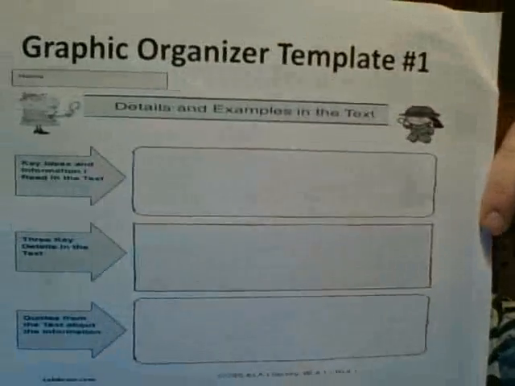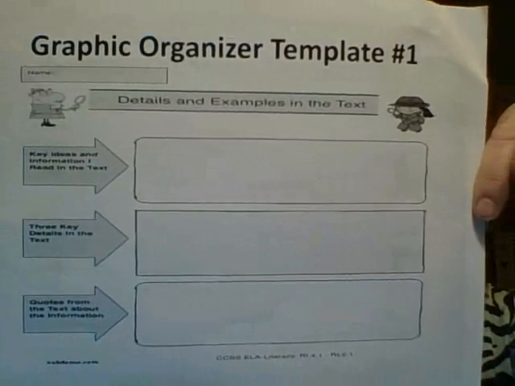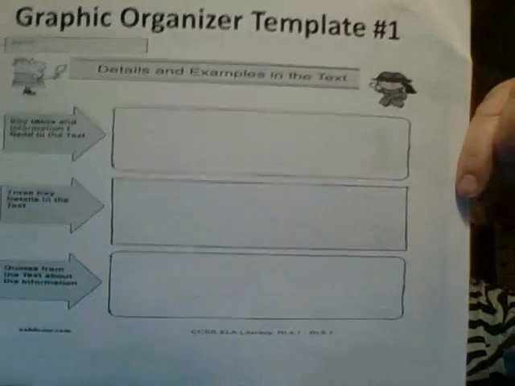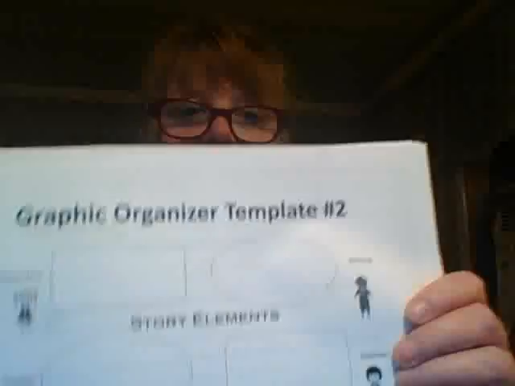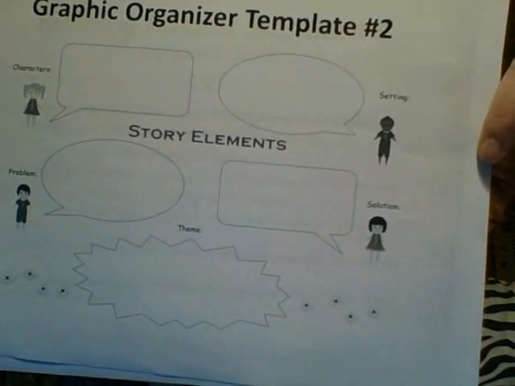So here's the first graphic organizer that I downloaded. I didn't create it myself. It's a little cartoonish, Pink Panther-ish sort of graphic organizer, but it does have key ideas and information, key ideas in the text, quotes from the text. And here's another graphic organizer template, which is even more cartoonish, a little more fun for the elementary students. And it has things like character settings, story elements, such as the problem and solution, and of course the theme.